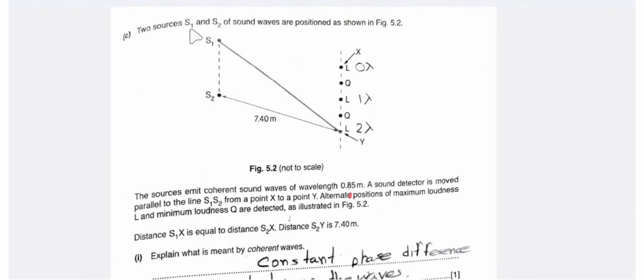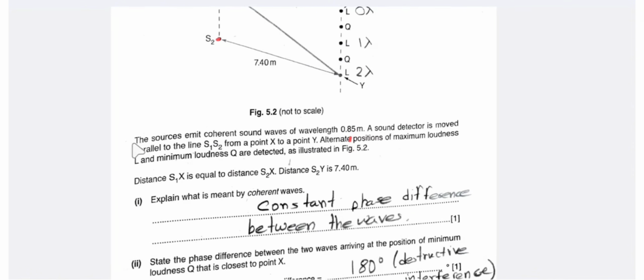For part C, two sources S1 and S2 of sound waves are positioned as shown in figure 5.2. These two are the sources that produce sound. The sources emit coherent waves. Coherent means that the waves have a constant phase difference between them.